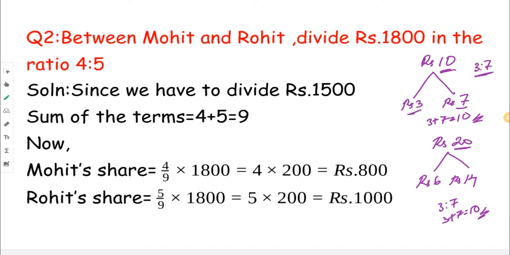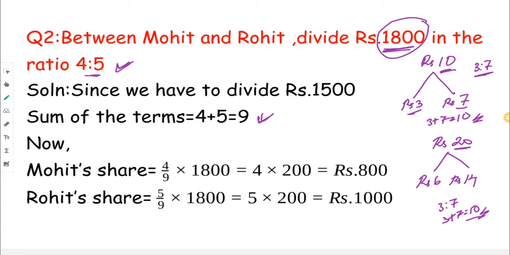Okay, so now if you have understood here, let's go back to the question. Divide rupees 1,800 in the ratio 4:5. That means what? These rupees 1,800 have been divided into 9 equal parts. Here 3 plus 7 was 10, right? So 4:5 means 4 plus 5 equals 9. The total part is 9. Clear? All right, now let's find each of the shares.